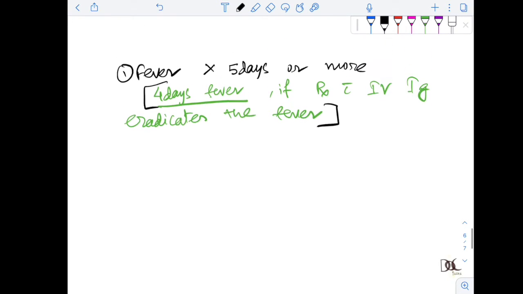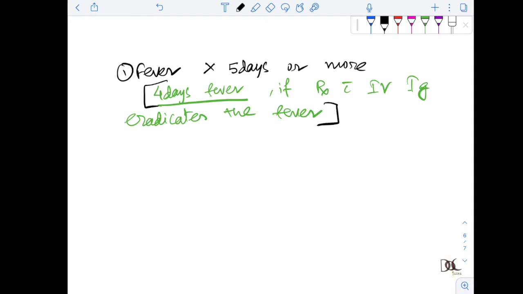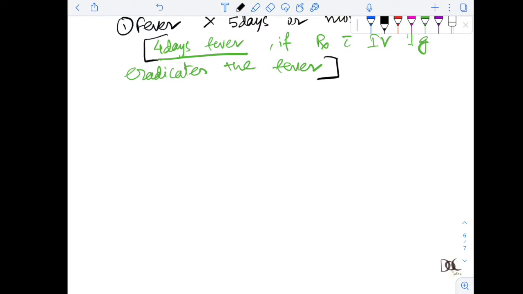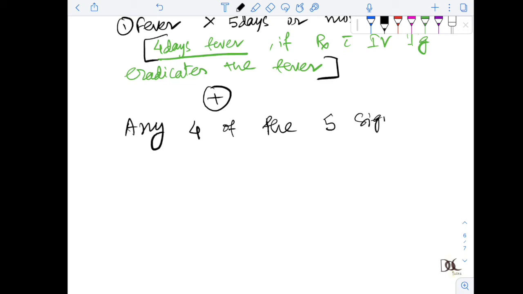Okay. Other than that, for UG, it is fever for 5 days or more. But for PG students, you should know that if there are 4 days of fever and the fever subsides with treatment of IVIG, you have started early, you have suspected that it may be KD, you have started IVIG maybe on the 3rd or 4th day, and just after starting it, you have eradicated the fever. That's it. That means that will also be counted here. Plus, fever plus any 4 of the 5 signs or symptoms that I will describe below.